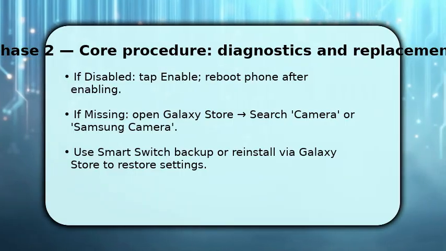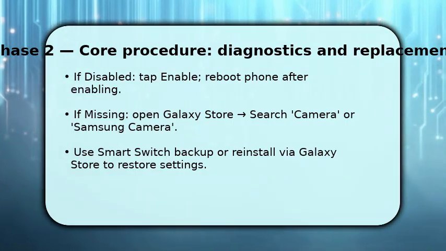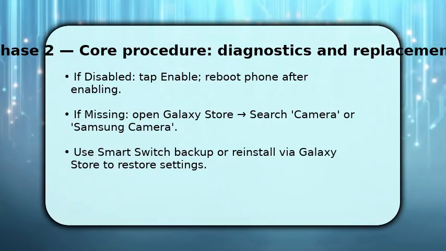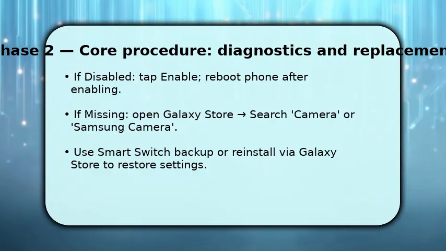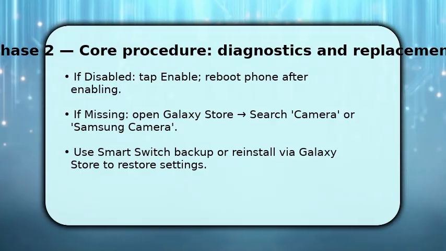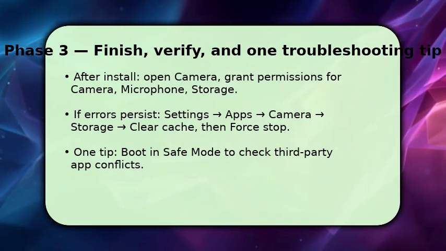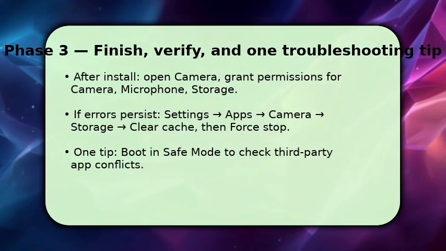Make sure to sign into your Samsung account so Smart Switch can restore prior camera settings and modes. This preserves modes like Pro and Single Take, otherwise you'll lose custom profiles. Finish by opening the camera app and granting all requested permissions, camera, microphone, and storage, so features work correctly.